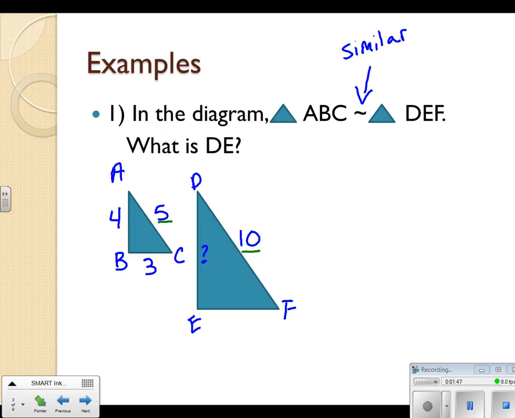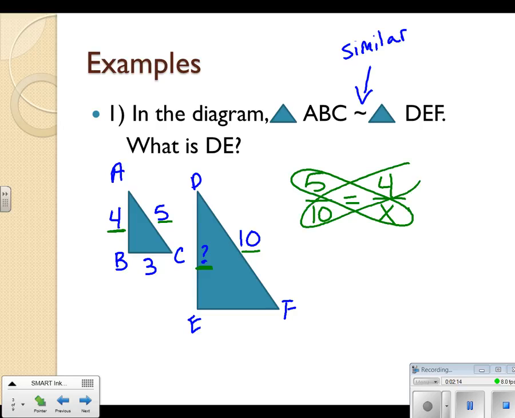So if 5 is to 10, then we have 4 is to the unknown. So 4 is to, we'll say, X. So once again, if they're similar, their corresponding sides are proportional. So we can set up a proportion. And when we solve this, I can do cross products, where I do 5 times X is the same as 10 times 4, which is 40. And then we see that it's 8.